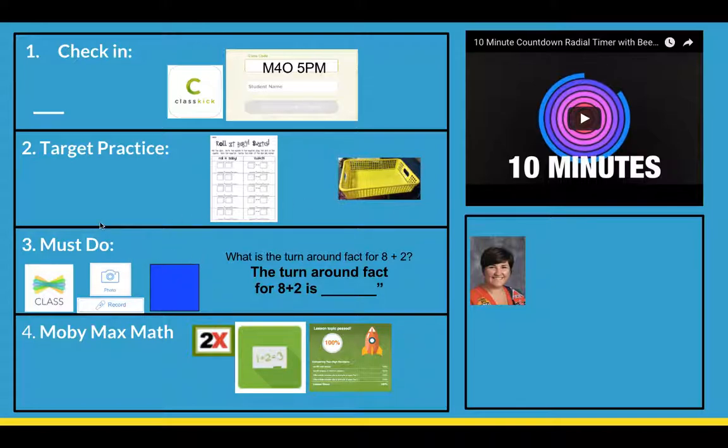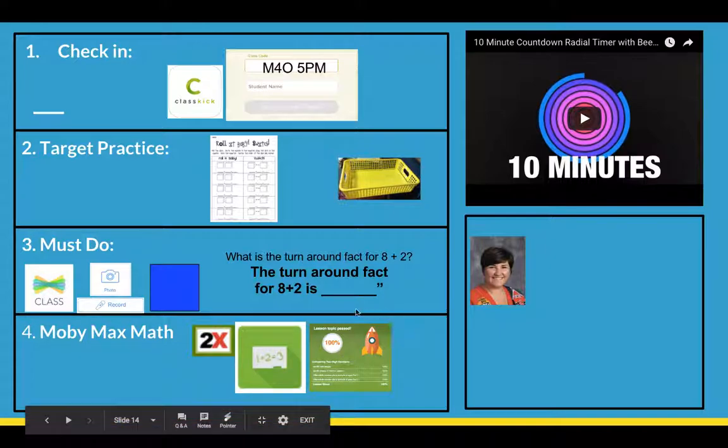Next, you're going to do your must-do on Seesaw. I want you to tell me, what is the turnaround fact for 8 plus 2? The words you might use on Seesaw are to say the turnaround fact for 8 plus 2 is, and you would fill in that blank. I'd like you to either write it and take a picture, or you can use your writing tool on Seesaw and write it right there to show me what the turnaround fact, or the commutative property, would be. Finally, I want you to do 1 round of MobyMax Math when you are finished with your jobs. Keep going until it says the lesson topic is passed. That's how you know you'll be finished.